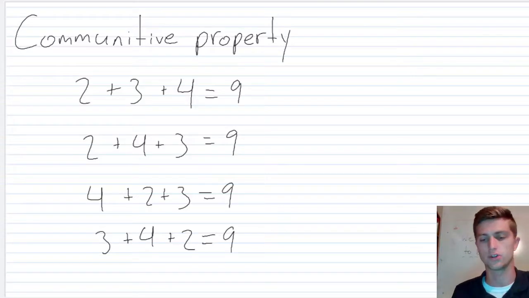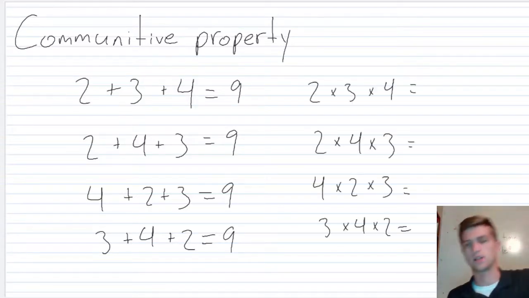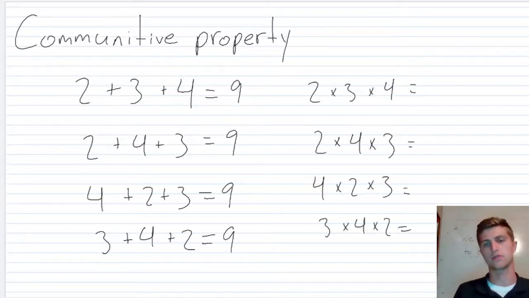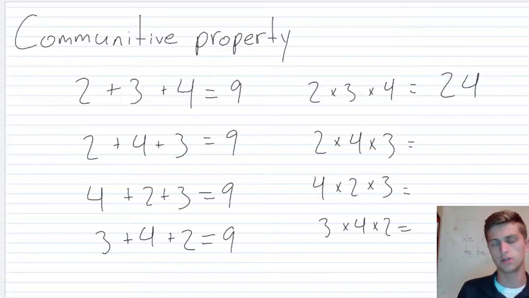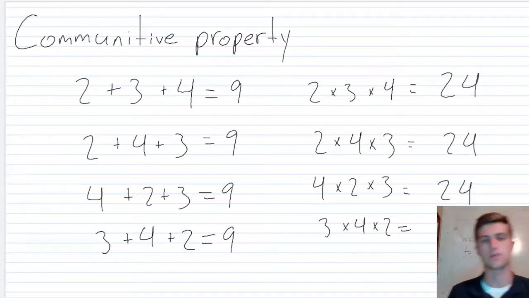It also works with multiplication. Let's take a look. 2 times 3 is 6. 6 times 4 is 24. 2 times 4 is 8. 8 times 3 is 24. 4 times 2 is 8. Times 3 is 24. 3 times 4 is 12. Times 2 is 24. This is called the commutative property of multiplication.